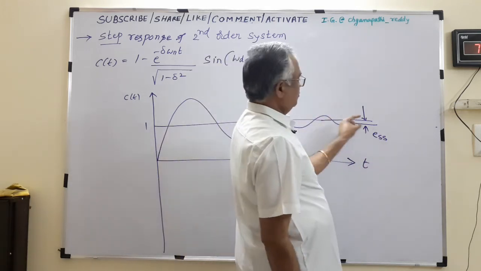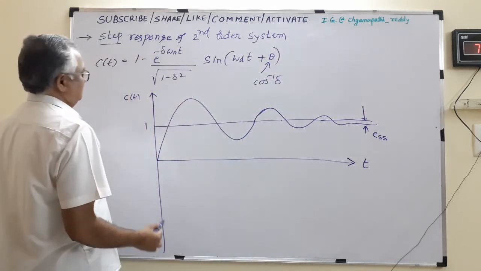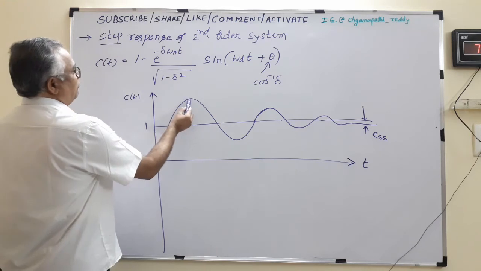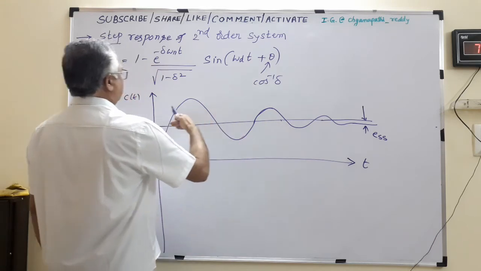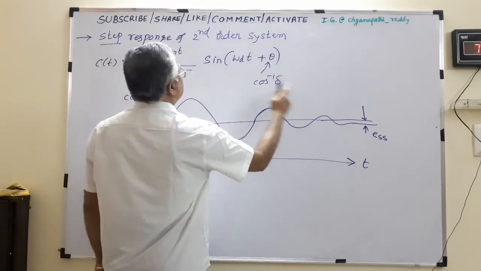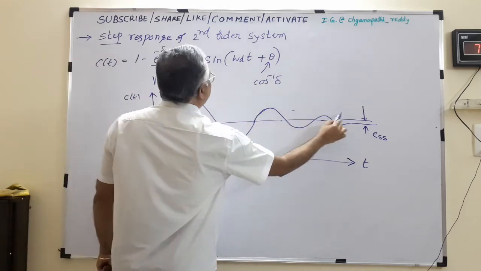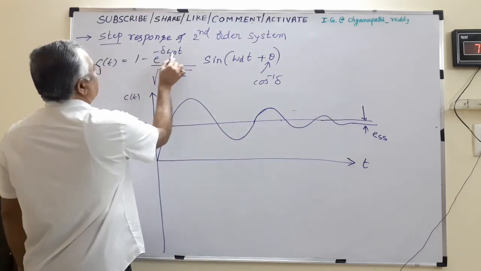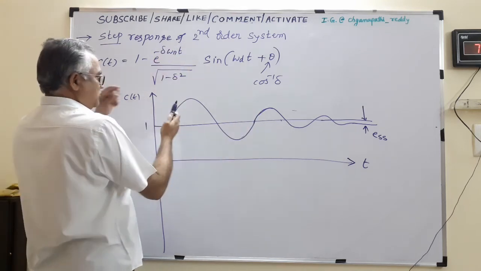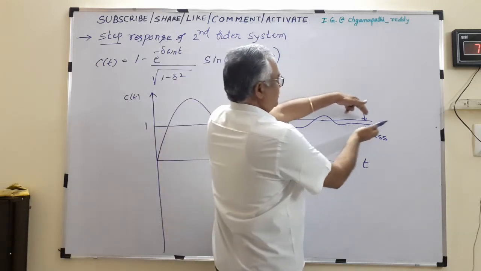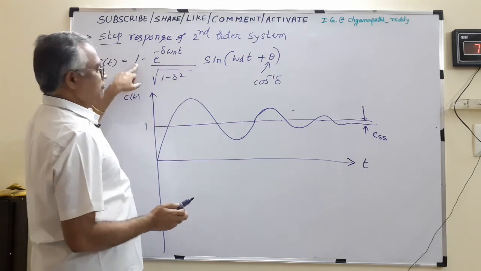For the second order, this will be 0, I am showing it purposefully. So it will go to a peak value, again a negative peak, a positive peak, like that. Why is it like this? Because of the sine function. And these peaks are reducing exponentially because of e power minus delta omega n t. As t increases, this value will be decreasing. So the peaks are decreasing, and at t equal to infinity, this whole part is 0, so what do you get? 1.